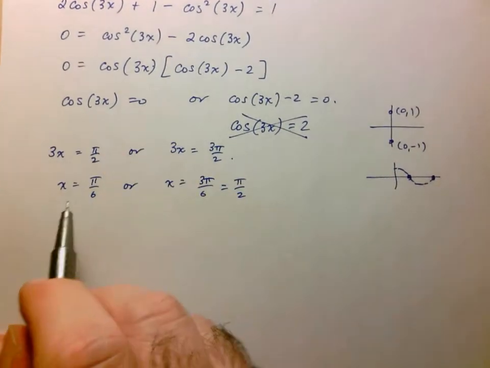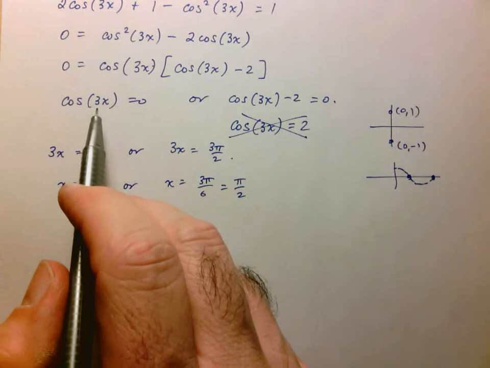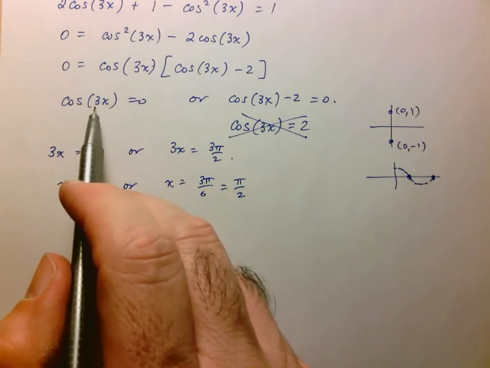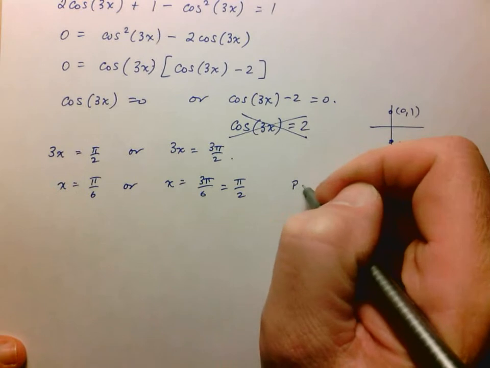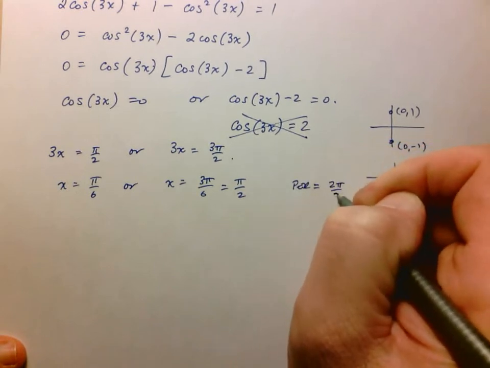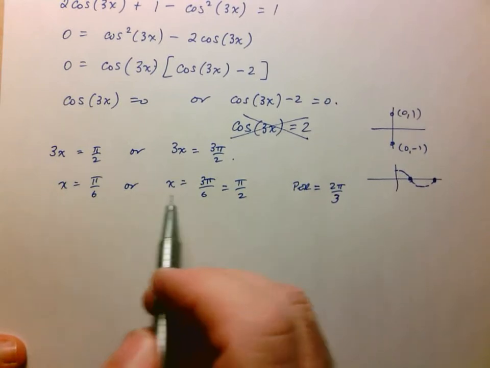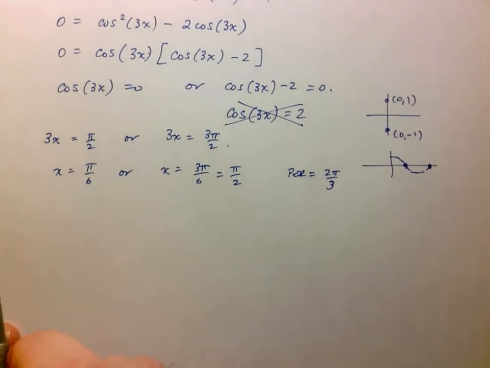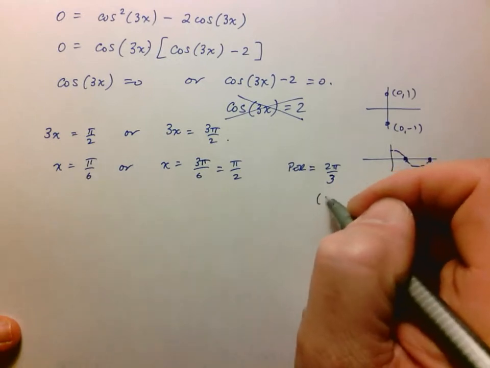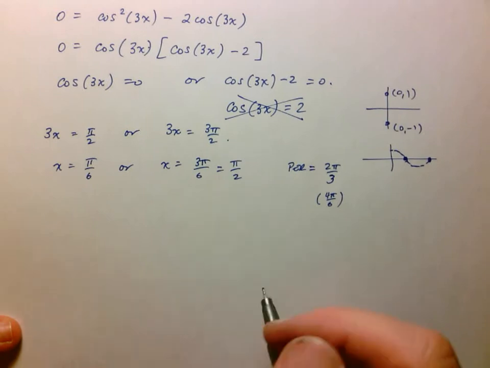Okay, so now the next part is to use the period of my expression. In this case, because I have 3x, my period is equal to 2 pi over 3. Okay, so now let's start adding and subtracting that. Let's start with this left one here. Now, since I've got pi over 6, I'm not going to think of 2 pi over 3. I'm going to think of 4 pi over 6 to do my addition and subtraction.